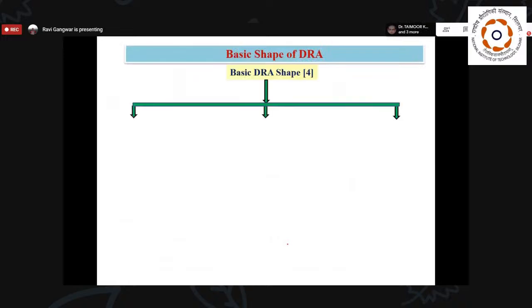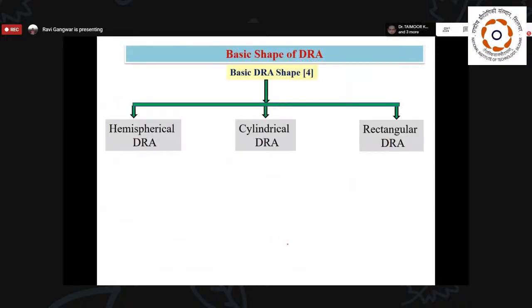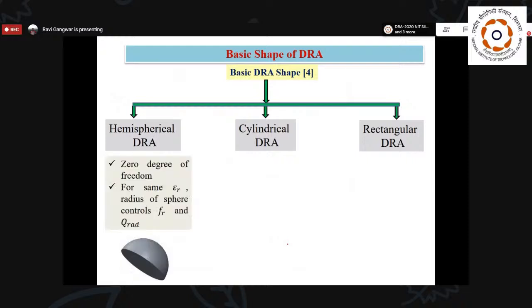So the basic shapes of DRA: we have three important shapes. The first one is the hemispherical DRA, the second one is the cylindrical DRA, and the last one is the rectangular DRA. These three are the most basic shapes in the case of dielectric resonator antennas.